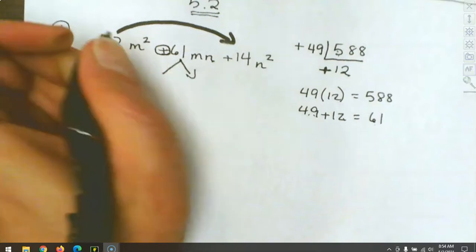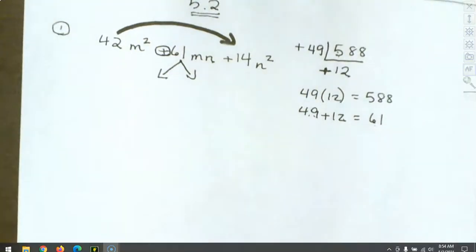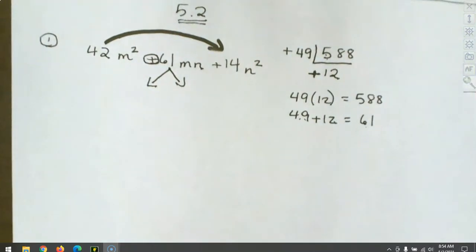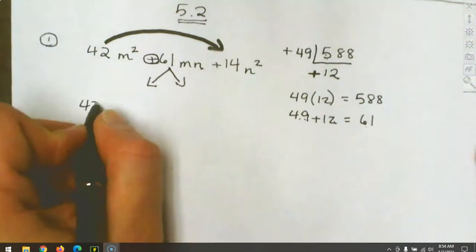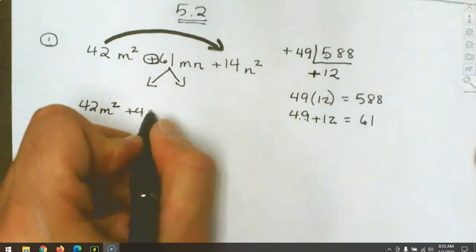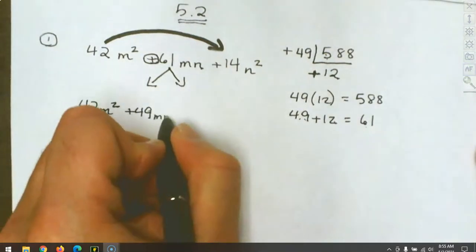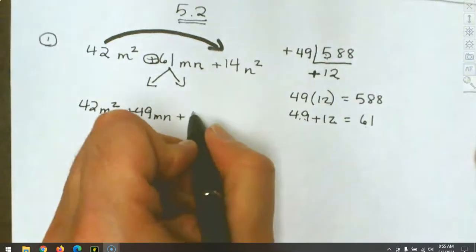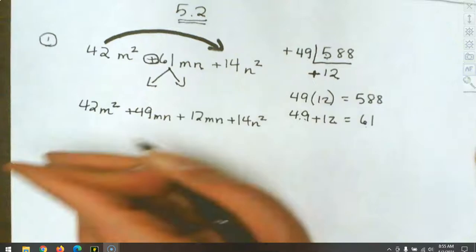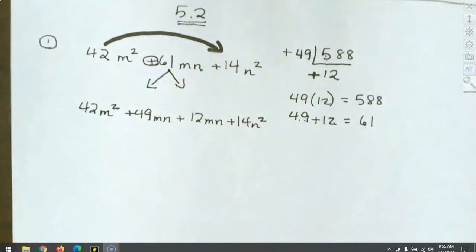Then we rewrite it. And we're going to work this one out just like we did a moment ago in 5-1. So we split up the middle. So now we've got 42m squared plus the two numbers 49mn, a 12mn, and a 14n squared. Okay, so we split that middle down. When you have three terms, you make it 4, then you factor by grouping.